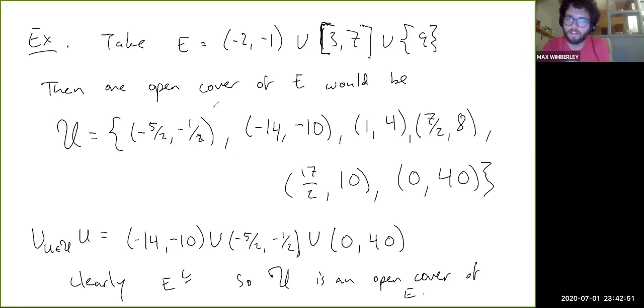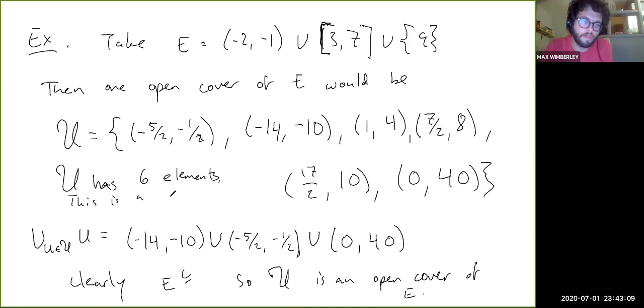It takes a little bit of getting used to. Okay, but let me just point out also, U has how many sets? 1, 2, 3, 4, 5, 6. 6 elements. So this is a finite cover. Okay, so let's proceed now. So now I'm going to define compactness.